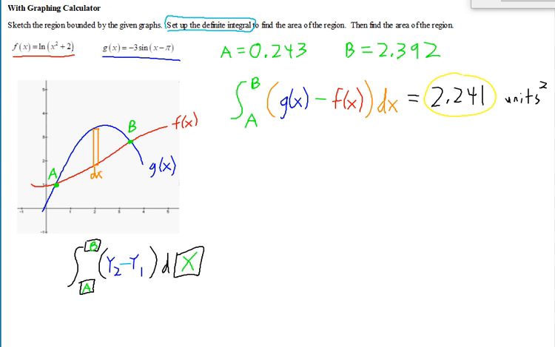And that concludes the notes for AP Calculus on the topic of area between two curves continued.